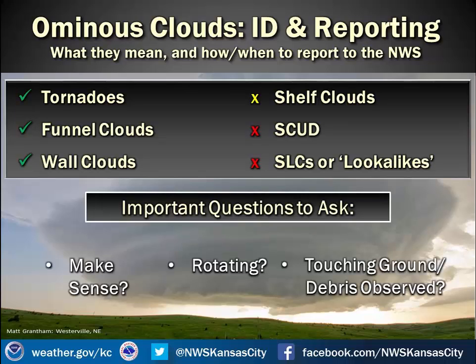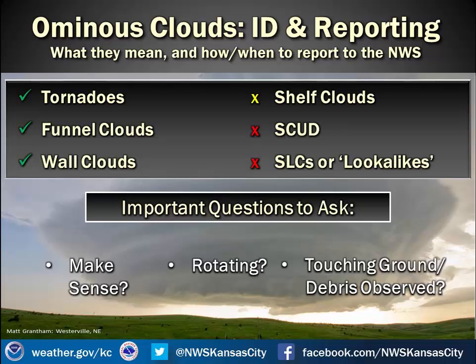When you're trying to identify what you're looking at there with the cloud types, you need to ask yourself three things. First of all, what I'm looking at here, does this make sense for the type of storm we're expecting, the type of storm we're looking at here? Maybe you're expecting just ordinary thunderstorms and you think you've got a tornado.